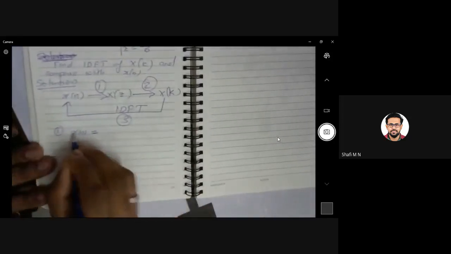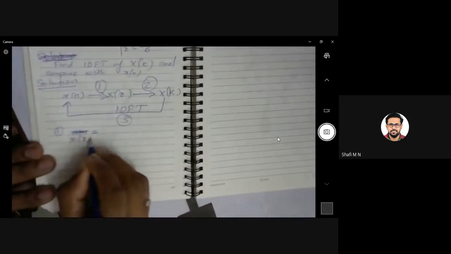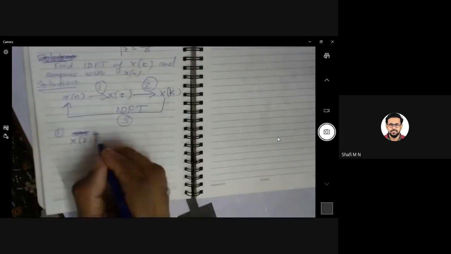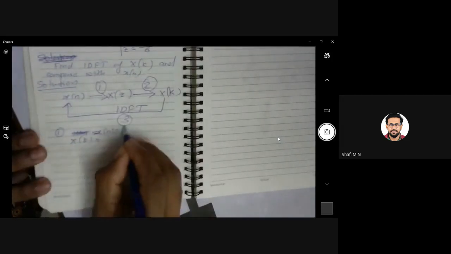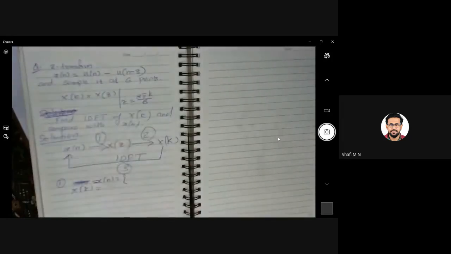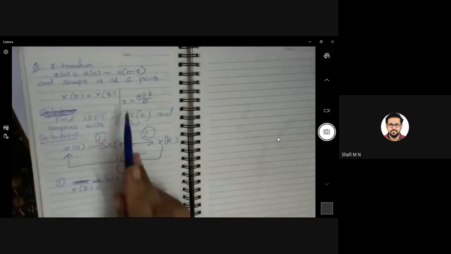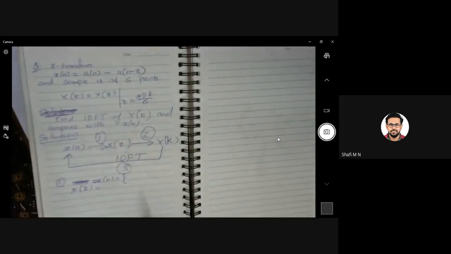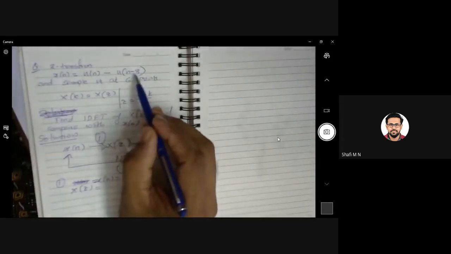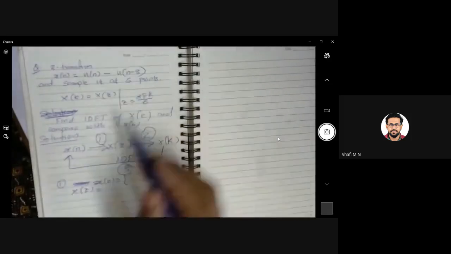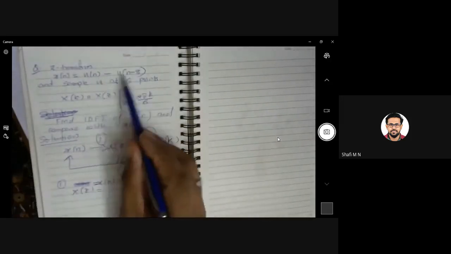So the first part is you have to find x of z. Right. What is x of n? U of n minus U of n minus 8. So write that down: U of n minus U of n minus 8. The sample at 8 will get cancelled, right? N minus 8 means right shifted version of U of n. Hope you are comfortable with this. Shall I do this?